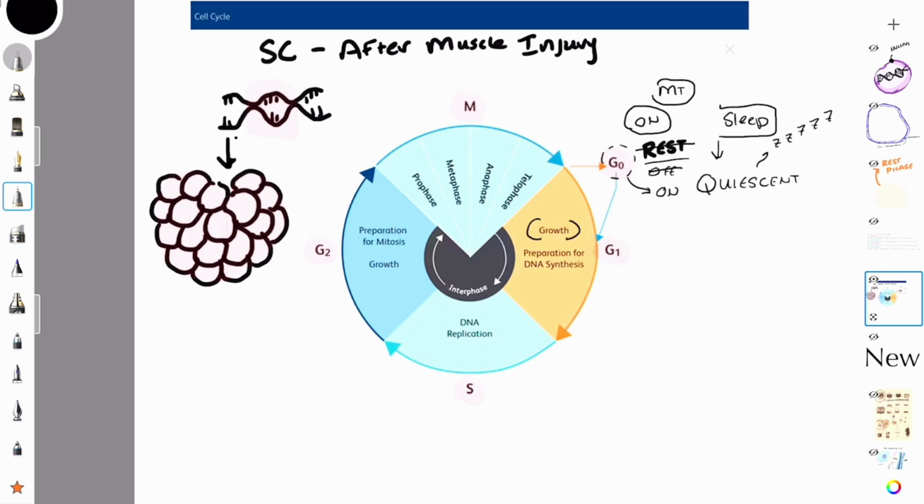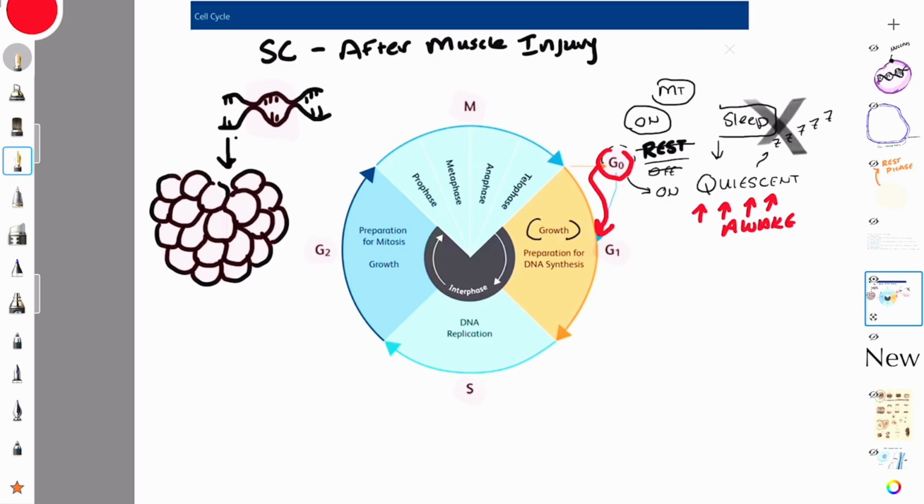But when we bump our thigh against that countertop and we get a bruise, well, that tells these cells that sleep is over and it's time to wake up, right? So the satellite cells will leave this quiescent phase, and they are now awake. And they need to move from this G0 to G1 phase, okay? I hope that makes sense.